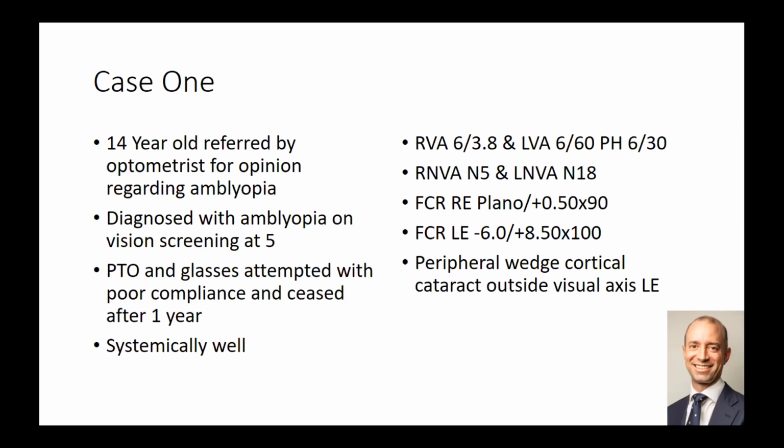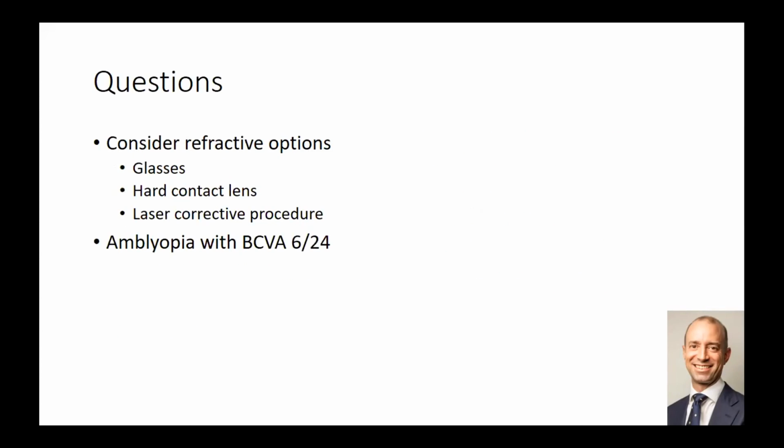I performed a cycloplegic refraction, as I often find this particularly helpful with amblyopia, and she had a right eye refraction of plano with 0.5 cylinder at 90, and the left cycloplegic refraction measured 6 diopters myopia and 8.5 diopters of hypermetropic astigmatism at 100 degrees. I noted a peripheral wedge-shaped cortical cataract outside the visual axis in the left eye, which had previously gone undiagnosed. So this, of course, raised many issues. She came to me for consideration of how to treat her amblyopia, which was certainly a part of her visual problem, and also there was a huge refractive error in this peripheral cataract.